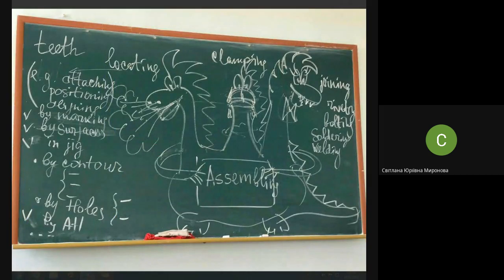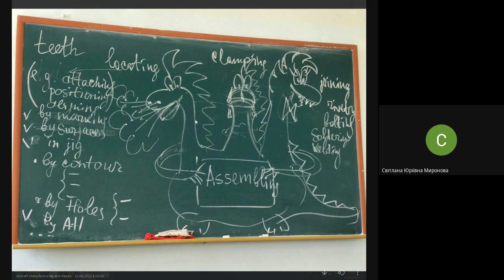Look at this. Do you remember this fantastic creature? A three-headed dragon. Assembling is locating, clamping, and joining. Altogether, it's called the assembly process, assembling. The whole dragon is assembling, but really it consists of 3 quite different steps, and they are all different in their nature.